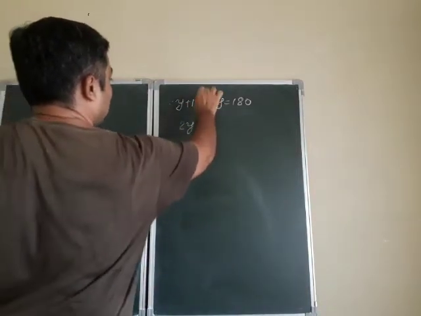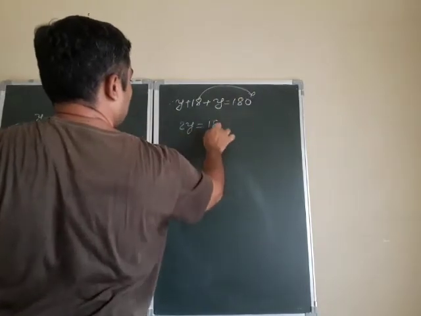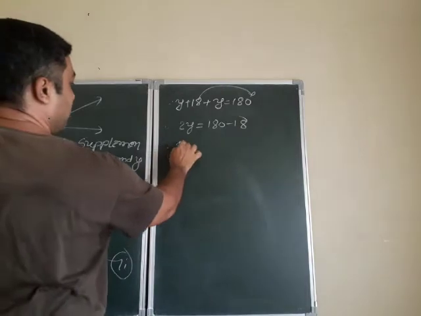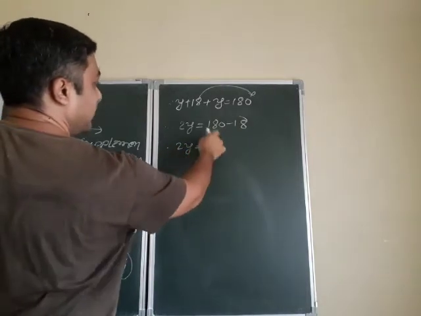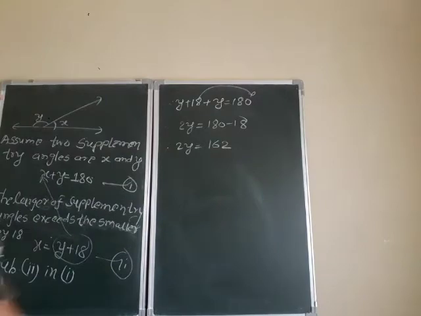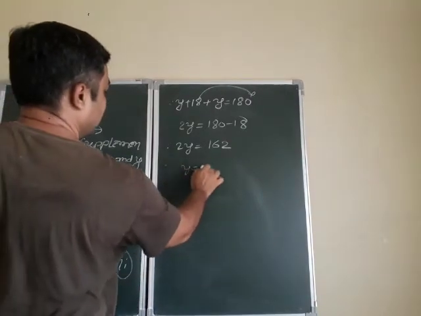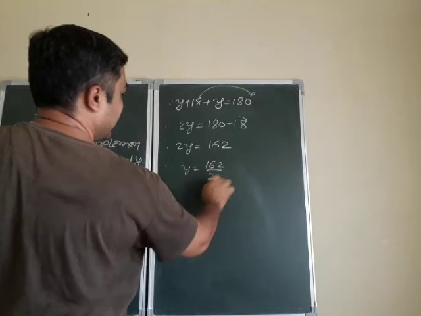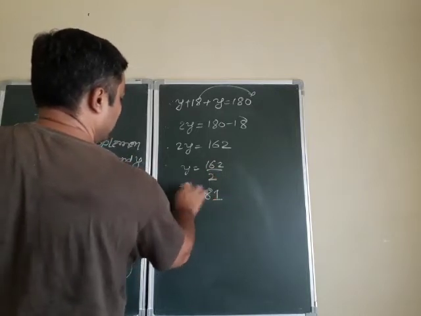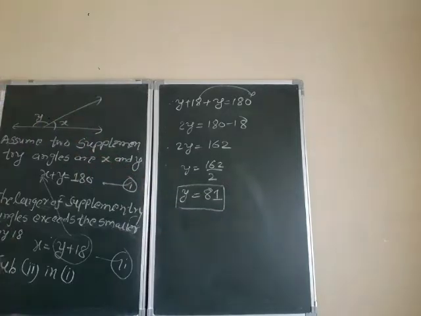Now see, y plus y, that's 2y, is equal to 180 minus 18, taking 18 to this side. Clear? So therefore 2y is equal to 162. Okay, 180 minus 18. So therefore y is equal to 162 divided by 2, so y will be 81.